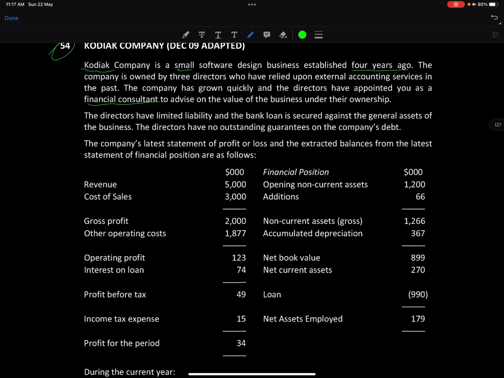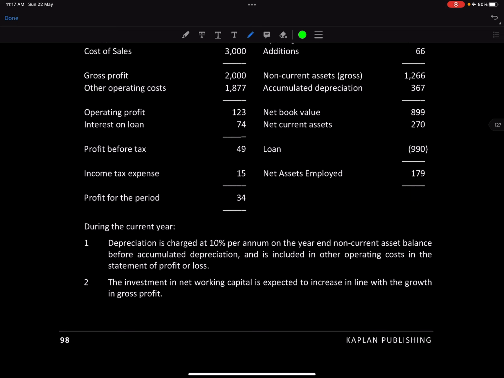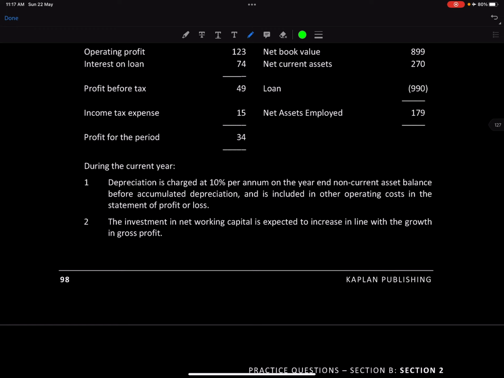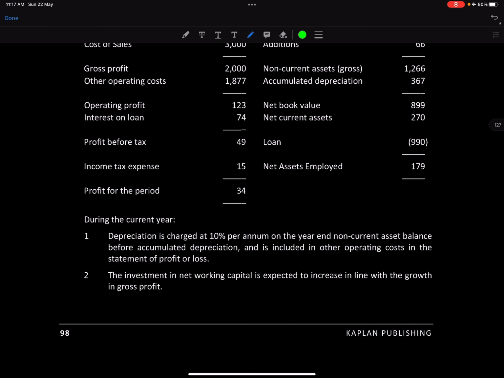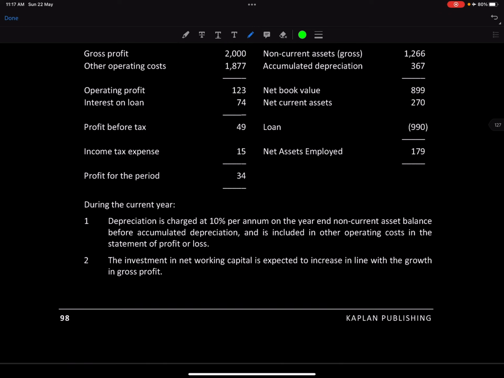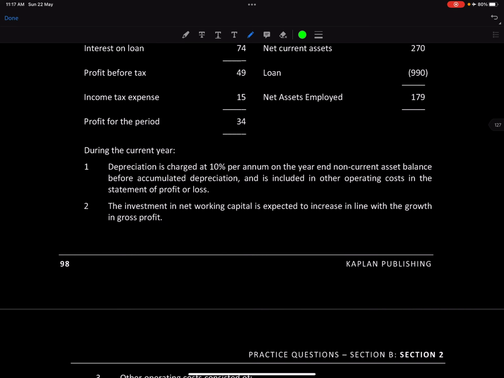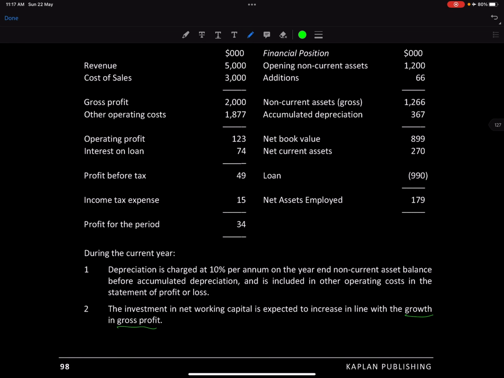Software design company, small software design business. Current year depreciation is charged at 10% on the year-end non-current assets before accumulated depreciation. Okay, non-current assets, and that is included in other operating cost in the SOPL. Okay, in other operating costs, right? And then this is the latest SOFP. Investment in net working capital is expected to increase in line with the growth in gross profit. Growth in gross profit. Working capital, right?